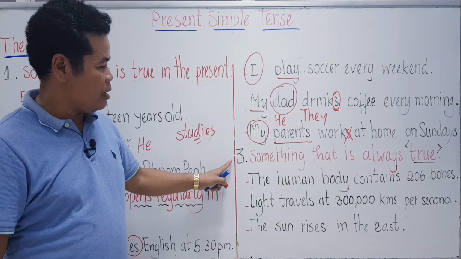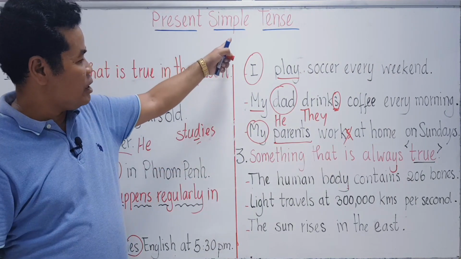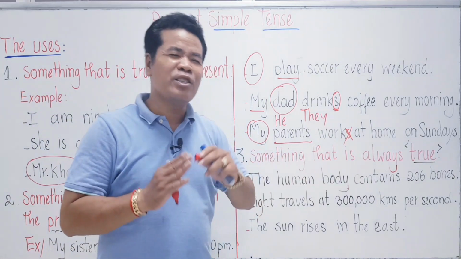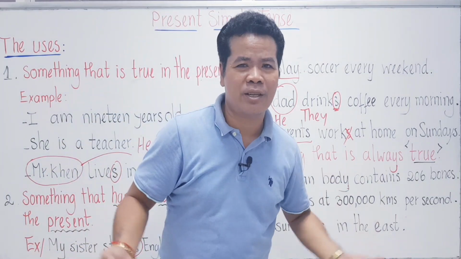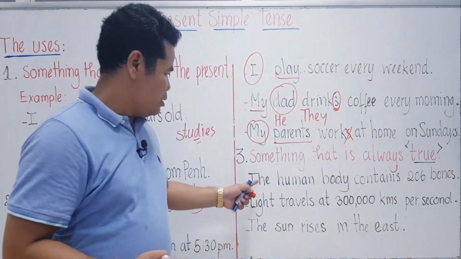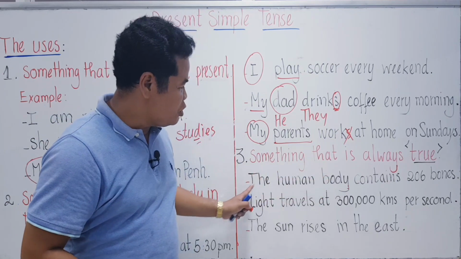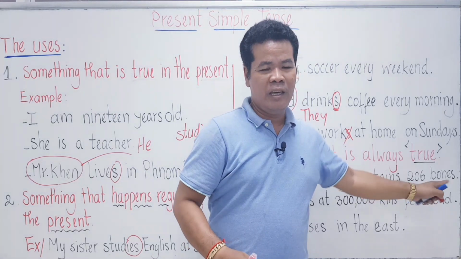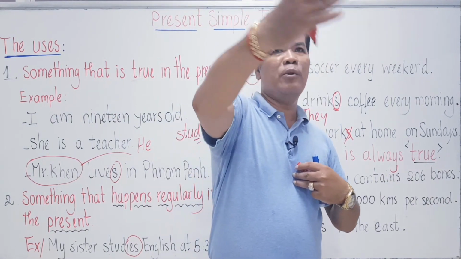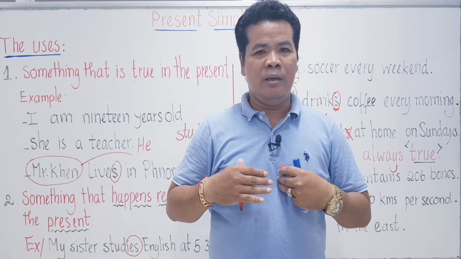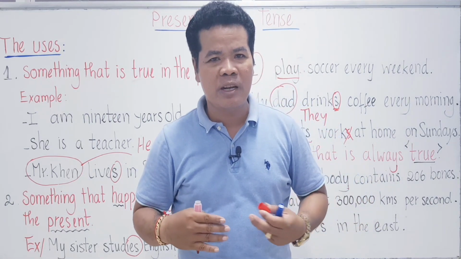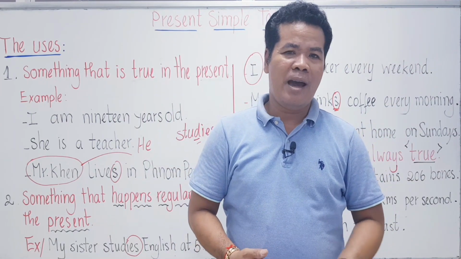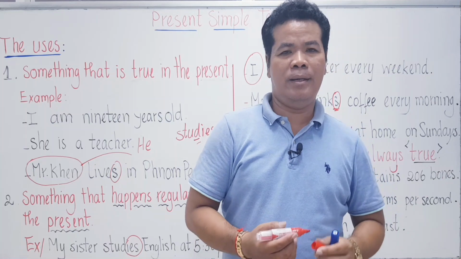Now look at use number 3. We use the present simple to talk about something that is always true, not changing, like nature. For example, the human body contains 206 bones. Even me, even all the people in the world, even Cambodian people, even American, even Australian, all human beings have 206 bones.